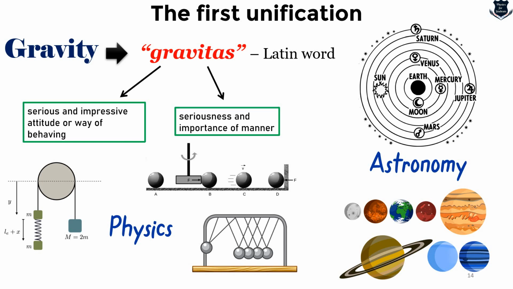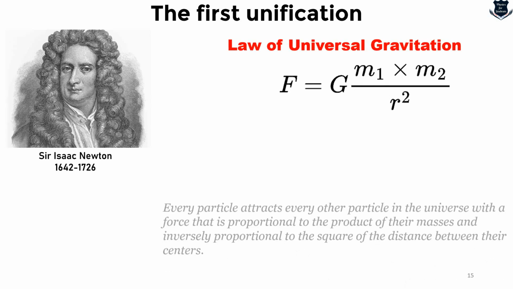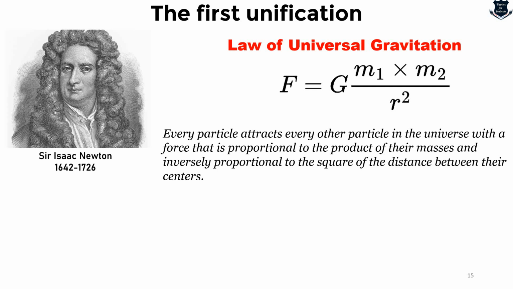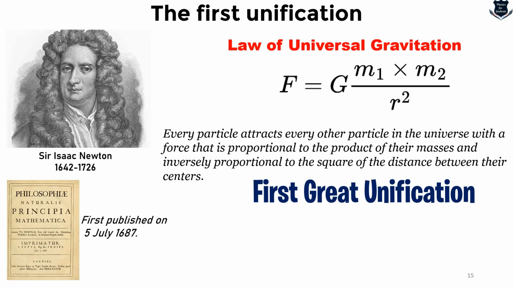And the first unification basically came from this one person, Sir Isaac Newton, who framed the laws of universal gravitation. You can just take a pause and read that every particle attracts every other particle in the universe with a force that is proportional to the product of their masses and inversely to the square of the distance. This was first published, and this came to be known as the first great unification.